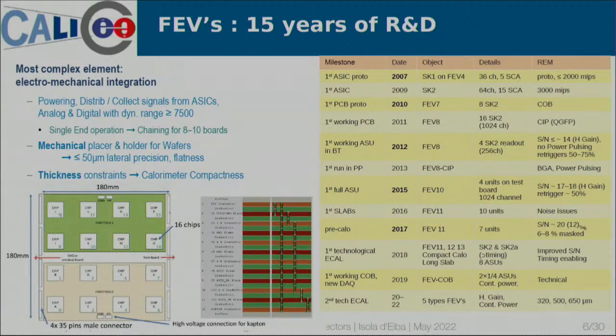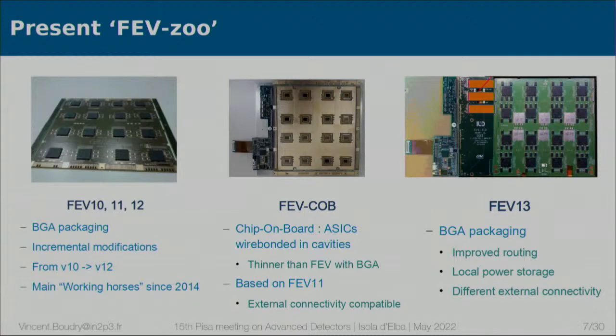And we also have mechanical constraints because you want the slab to be properly aligned. And we want to glue the wafers, the silicon wafers on it. And so you need a flatness which is good enough so that we don't break the wafers. So this is also a challenge for building those boards. So now we end up having three type of boards like this with an evolution of this one.